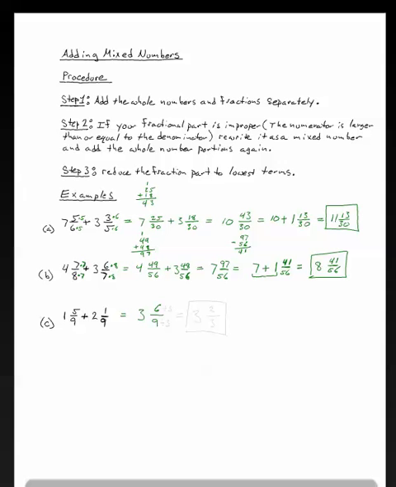And in this case, our fraction's already proper. So all we have to do is reduce this fraction. 6 and 9 are both reducible by 3. So this gives us 3, and 6 divided by 3 is 2, and 9 divided by 3 is 3. So our final answer is 3 and 2/3.